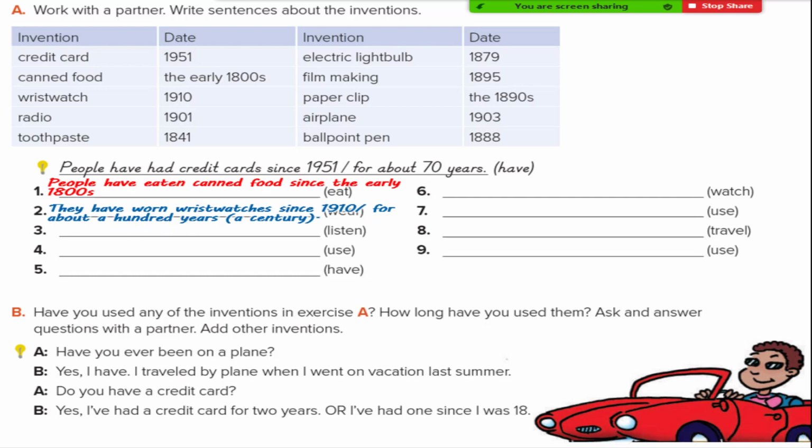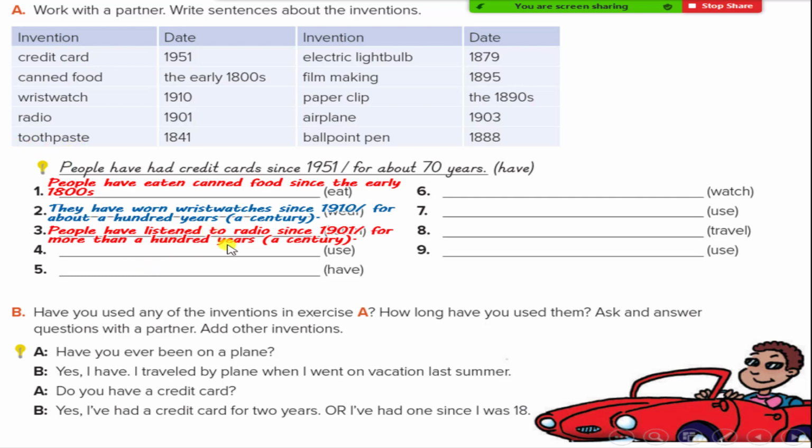Number 3. Yes, Ayman. Listen, radio. People have listened to the radio since 1901. Yeah, thank you, Ayman. People have listened to radio since 1901 for more than 100 years. Number 4. Use toothpaste.